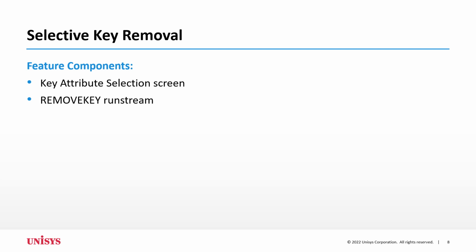The intent of the selective key removal feature is to make key table dollar maintenance easier, by supporting selective mass removal of keys by group based on product name and optional level, ClearPath release level, style ID, SCN, or expiration date. This feature consists of a new key attribute selection screen in the Solar full screen interface and a new remove key run stream.